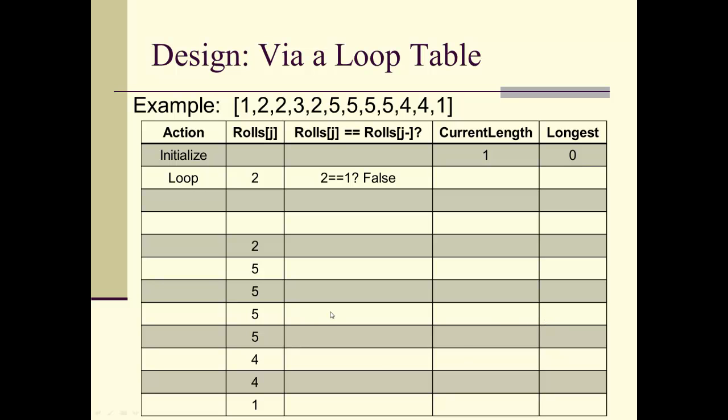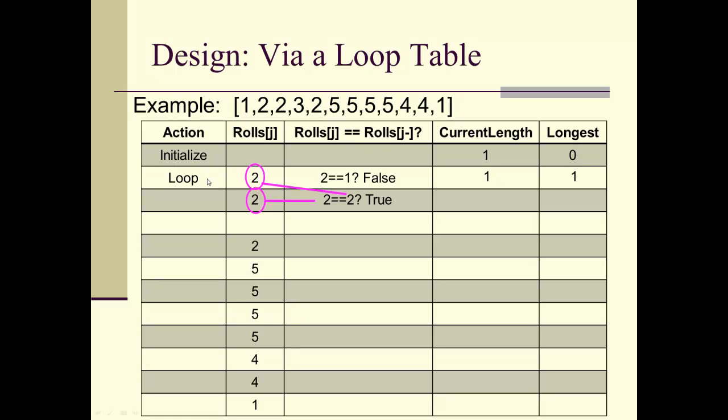Now here's a loop table which looks at this exact same idea. So what we're going to do, as you've seen already, is except for the first entry, I've taken the entries in this list and I've put them down here, and I've initialized the current length to 1, the longest to 0. Now I ask the question, is 2, this 2, the same as 1, which is the first entry in the list? That's false. And so since that's false, the current length is 1 and the longest is 1.